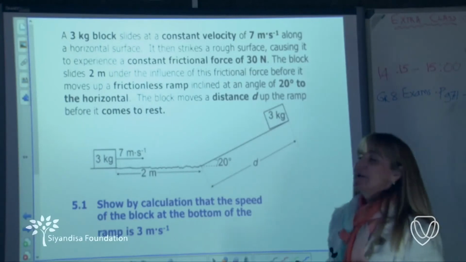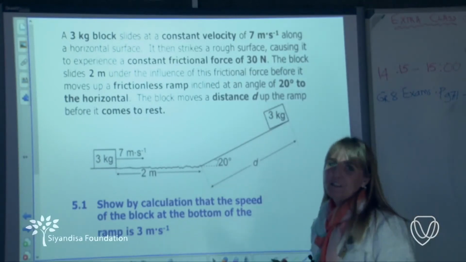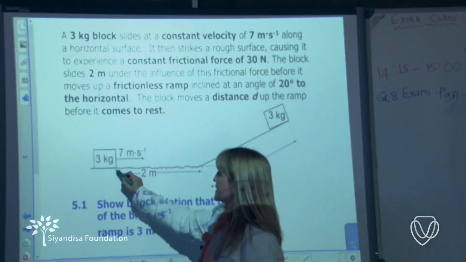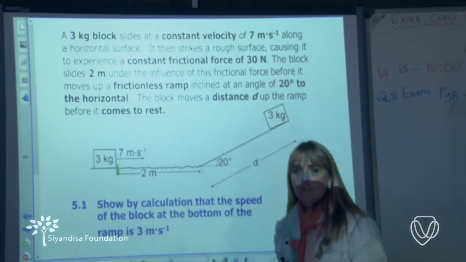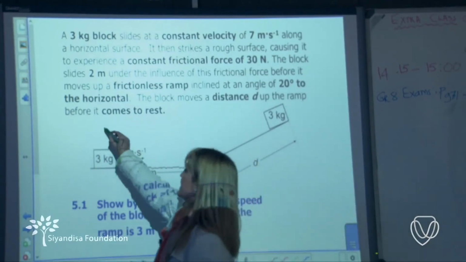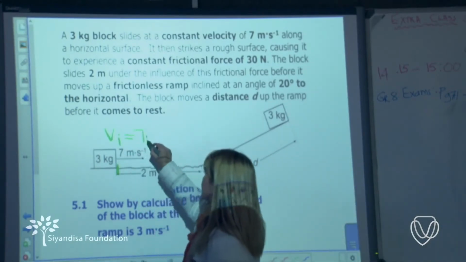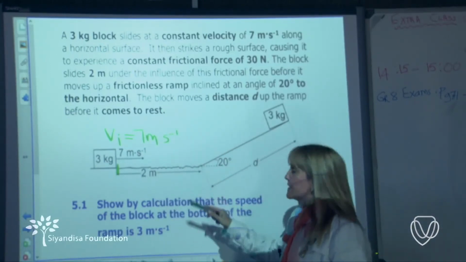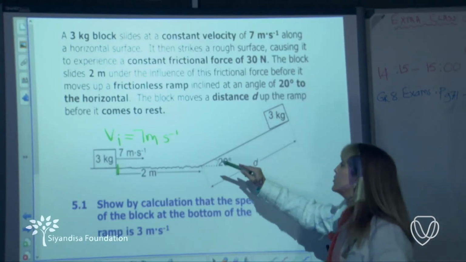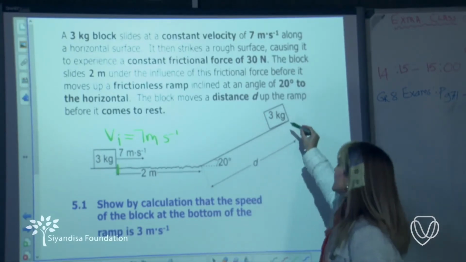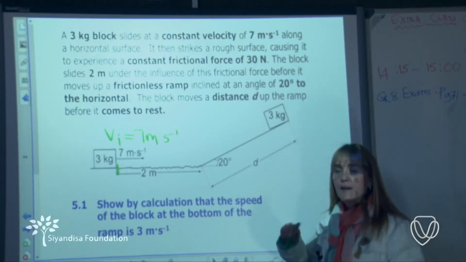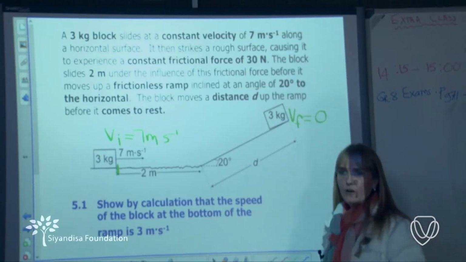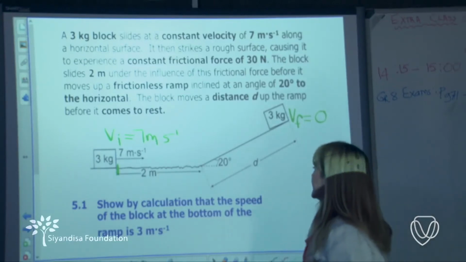All right, ladies and gentlemen, please make sure that you now fill in the relevant information that you've got. We are told that as the block reaches this point here, in other words, the beginning of the rough surface, its initial velocity is 7 meters per second. We are then told it moves those 2 meters, hits a frictionless ramp, and moves up that frictionless ramp until it comes to rest at the top of the ramp. Now, comes to rest means that its final velocity at this point is equal to 0. Right, so our final velocity there is 0.